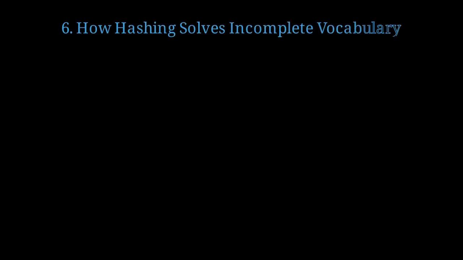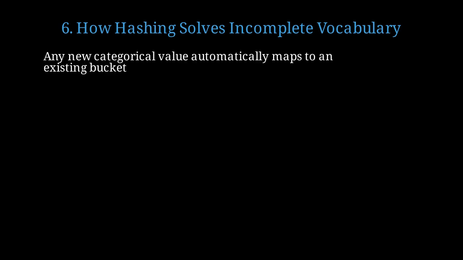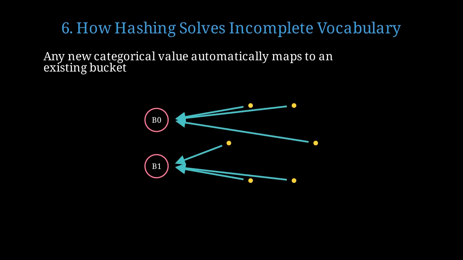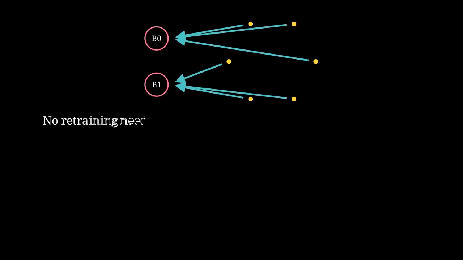Hashing solves incomplete vocabulary by handling any new value automatically. Since the hash function works on any input string, new categorical values that never appeared in training automatically map to existing learned buckets. Any new categorical value, shown as dots on the right, will hash to either bucket 0 or bucket 1, so the model always has a learned representation. Because new values use existing buckets with already learned weights, no model retraining is required when new categories appear in production.